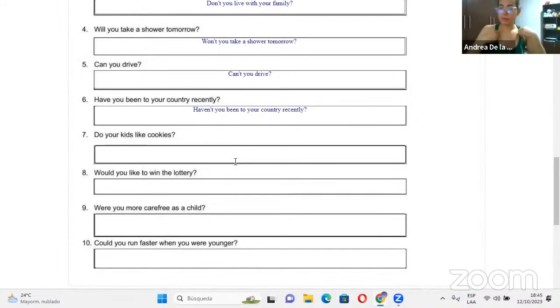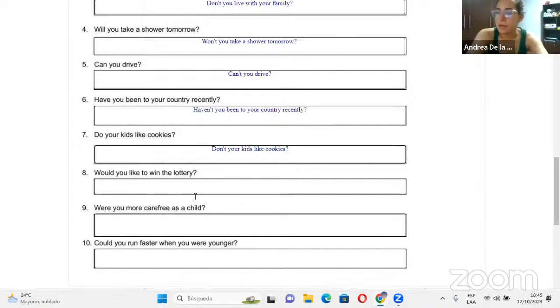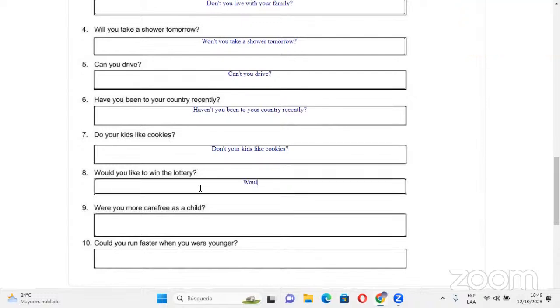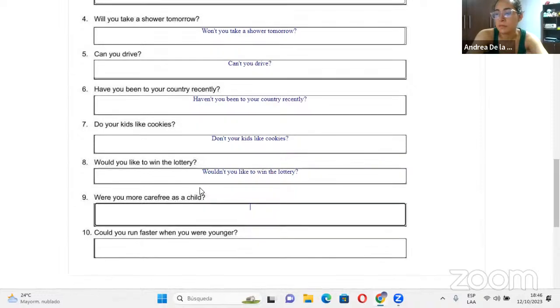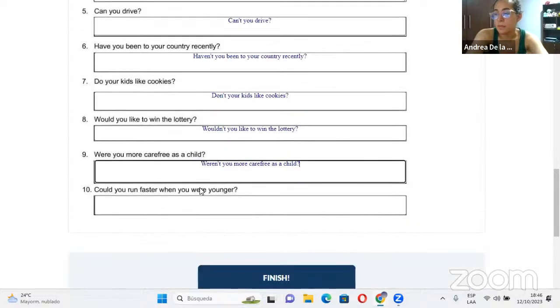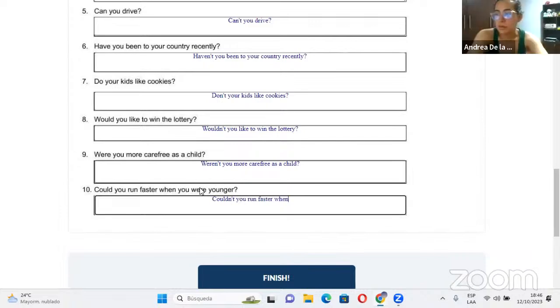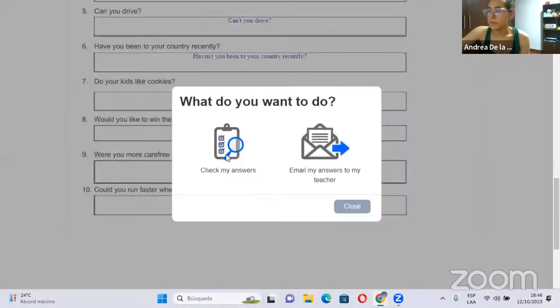What about the next? Don't your kids like cookies? And the next? Wouldn't you like to win the lottery? Okay, what about the next one? Weren't you more friendly as a child? And the next? Couldn't you run faster when you were younger? Okay, perfect. So yes, those are correct.